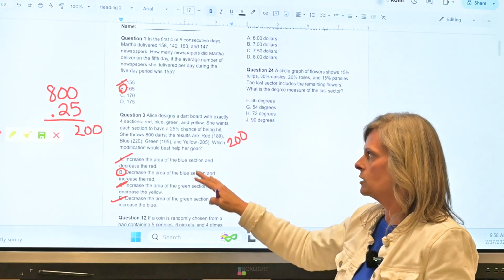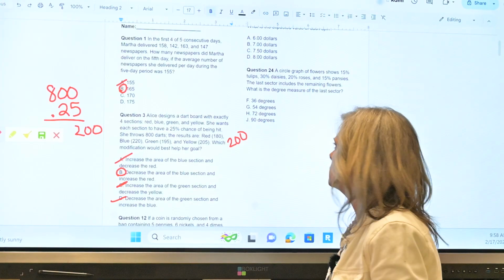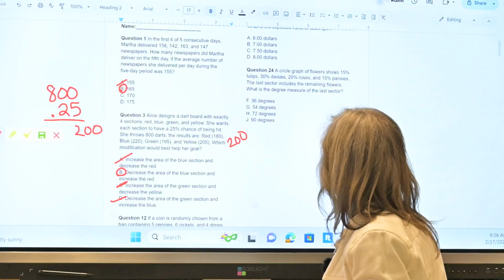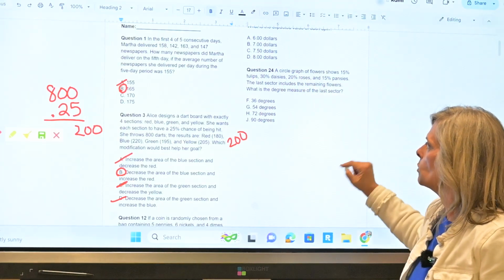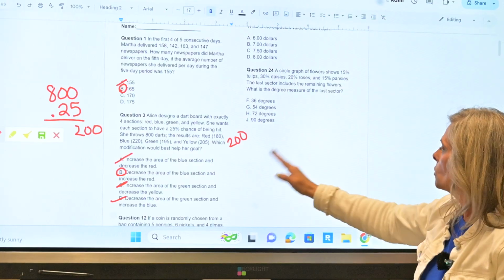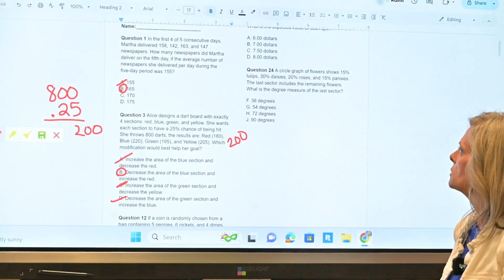Okay. How are you guys feeling about these type of questions? I feel like they're pretty good, right? I feel like you guys are getting pretty good at them. So, okay. Let's do 24, and then we'll go back and go down and get 12, and then we'll go up and get that other one, okay? But let's do 24 since it's right here.